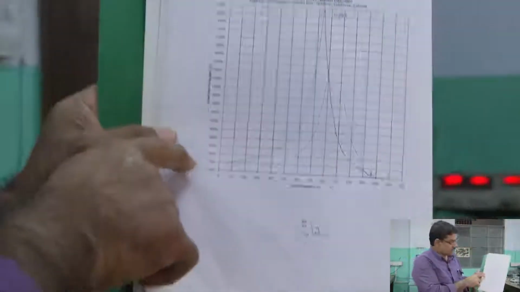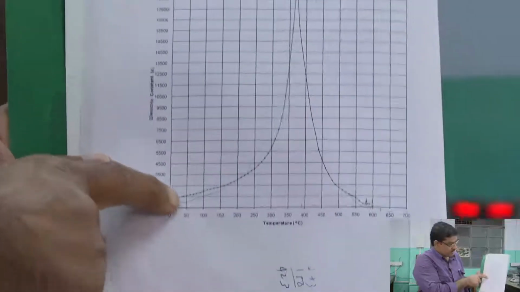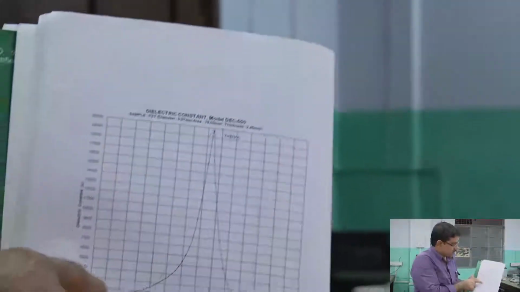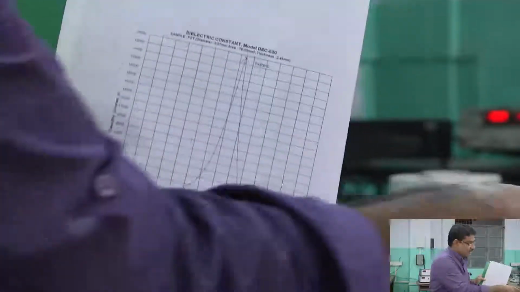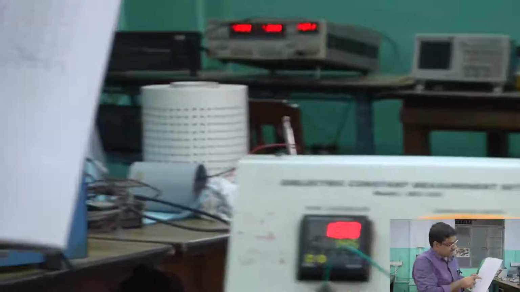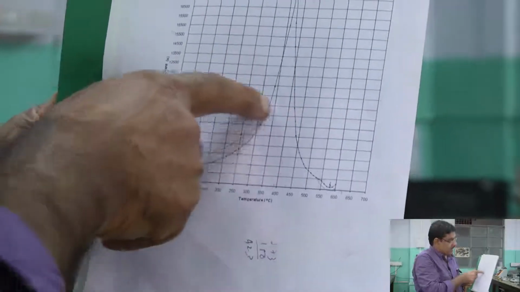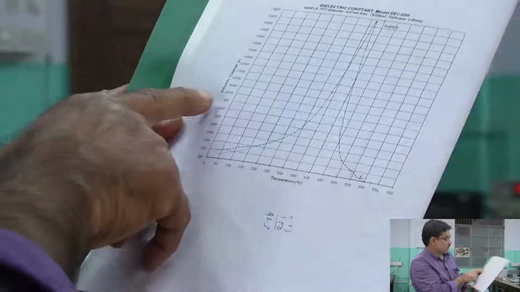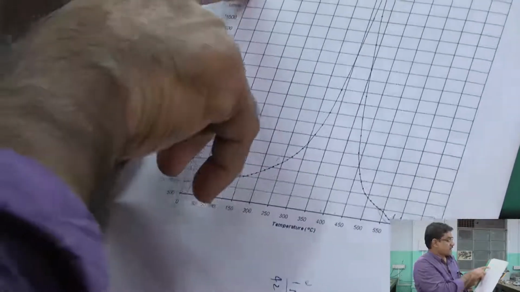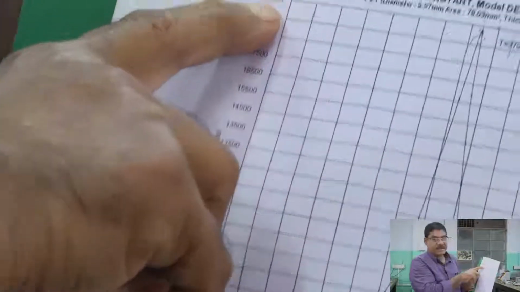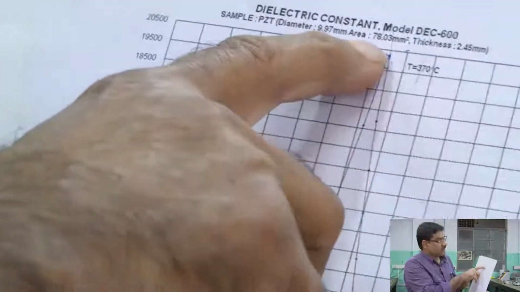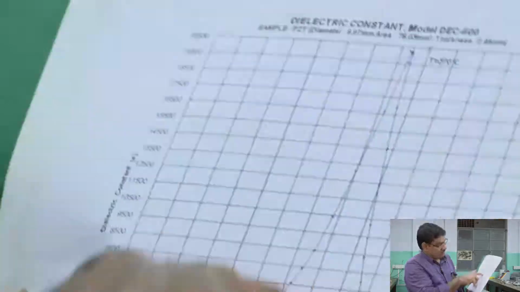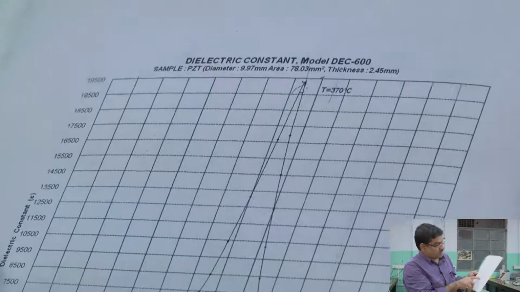If we plot it, starting from 40 degree centigrade, this type of graph you will get. You see, it is increasing with temperature. It will increase, and it is a very huge value for this dielectric constant, around 20,000. And this temperature is not 320, it is 370.